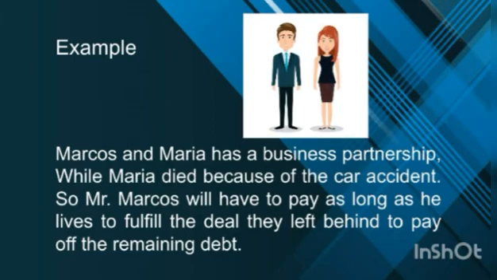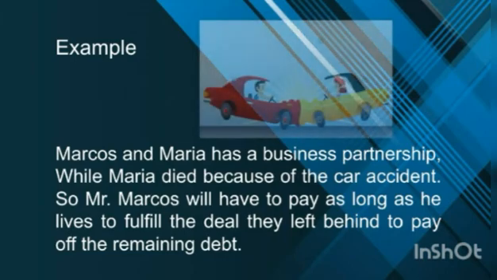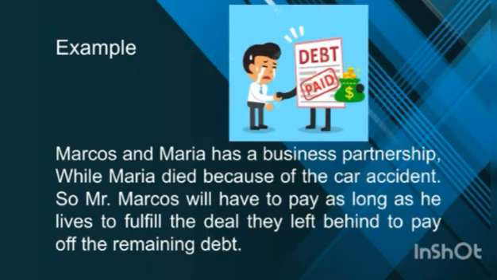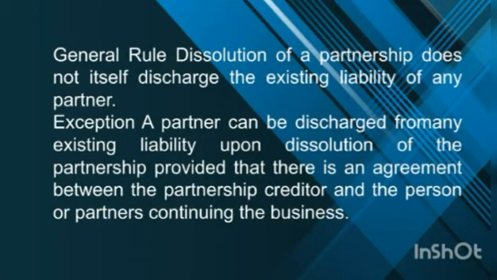Case sample: Marcos and Maria have a business partnership, while Maria died because of a car accident. So Mr. Marcos will have to pay as long as he lives to fulfill the deal they left behind, to pay off the remaining debt. General rule: dissolution of a partnership does not of itself discharge the existing liability of any partner. Exception: a partner can be discharged from any existing liability upon dissolution of the partnership, provided that there is an agreement between the partnership creditor and the person or partners continuing the business.